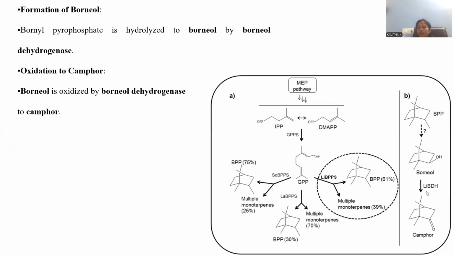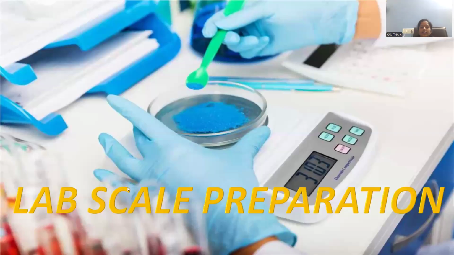Generated borneol is to be treated with any kind of dehydrogenating agent, so that subsequently the hydroxy will be turned into a ketonic group. The hydroxy compound is borneol. Camphor is the ketonic compound. This is the bicyclic monoterpenoid, that is the camphor. This is the way the entire biosynthetic route map is provided for camphor synthesis.